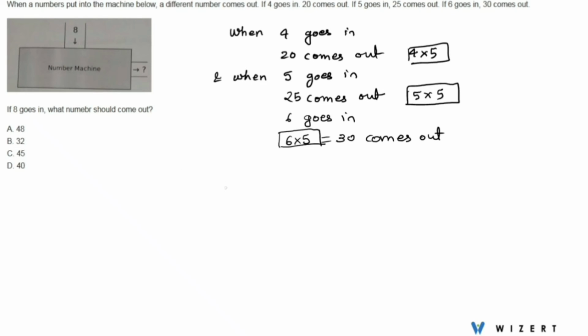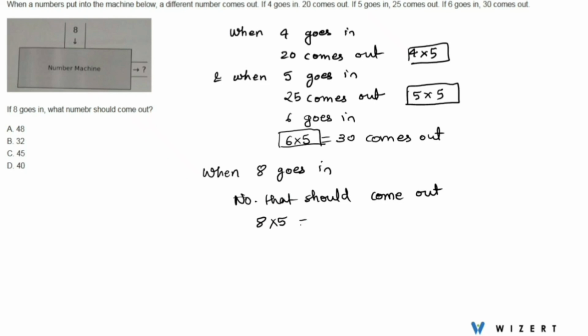Now we are asked, when 8 goes in, what number should come out? The number that should come out is simply the multiplication of the given number, that is 8, with 5, which is equal to 40. So 40 should come out. Answer is option D.